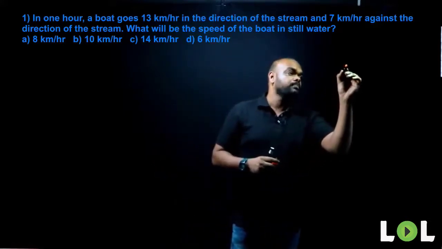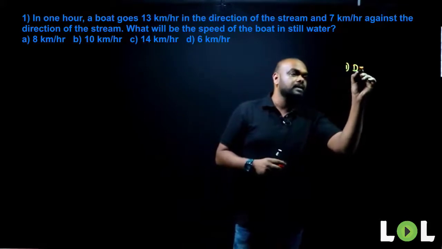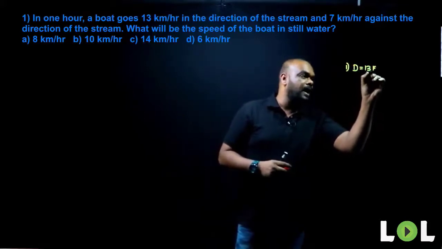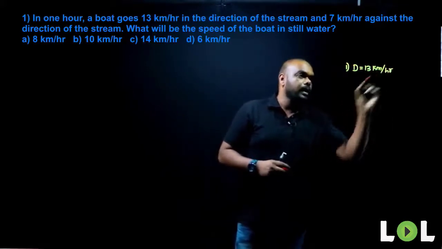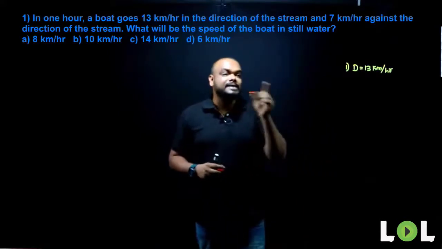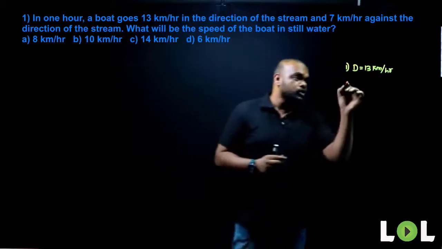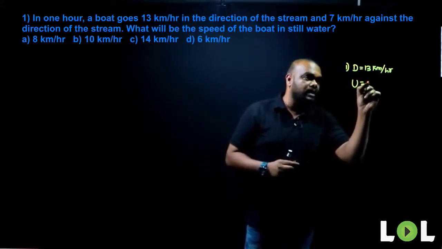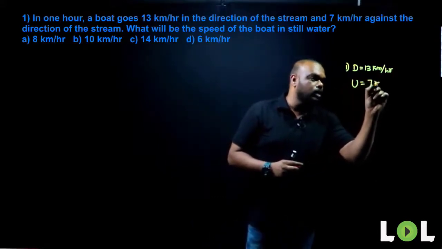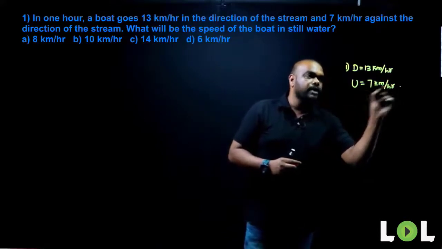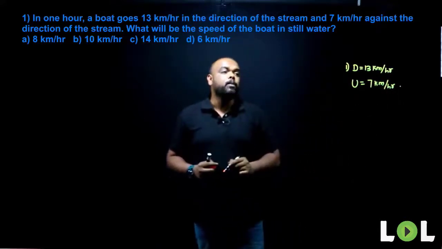So what do we have here? Downstream speed, D, is given as 13 kilometer per hour. And 7 kilometer per hour against the direction of the stream. Against the direction of the stream means what? Upstream. So he's giving us upstream speed U, that is 7 kilometer per hour. Now, what will be the speed of a boat in still water?